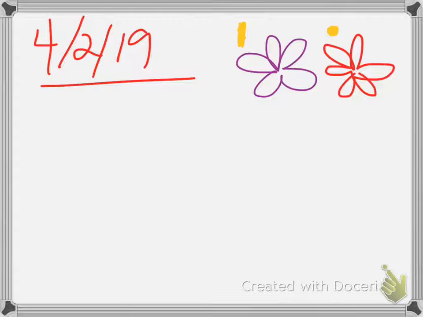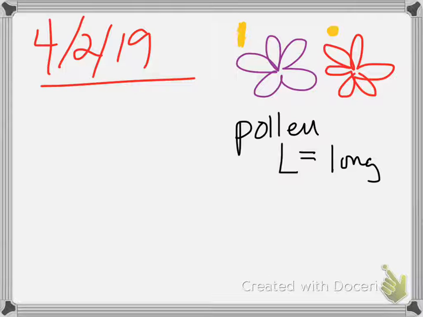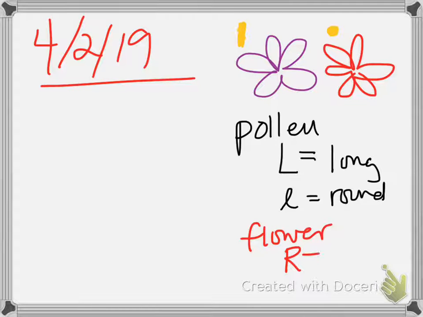So the pollen characteristic, long, big L, is the dominant, that's long grain. Little l is the round grain. And in flowers, we're going to do red as the dominant, though I'm not entirely sure that's correct, but it doesn't matter. And so little r is purple. Okay? So those are the traits that we're working with. You should write this down, right?